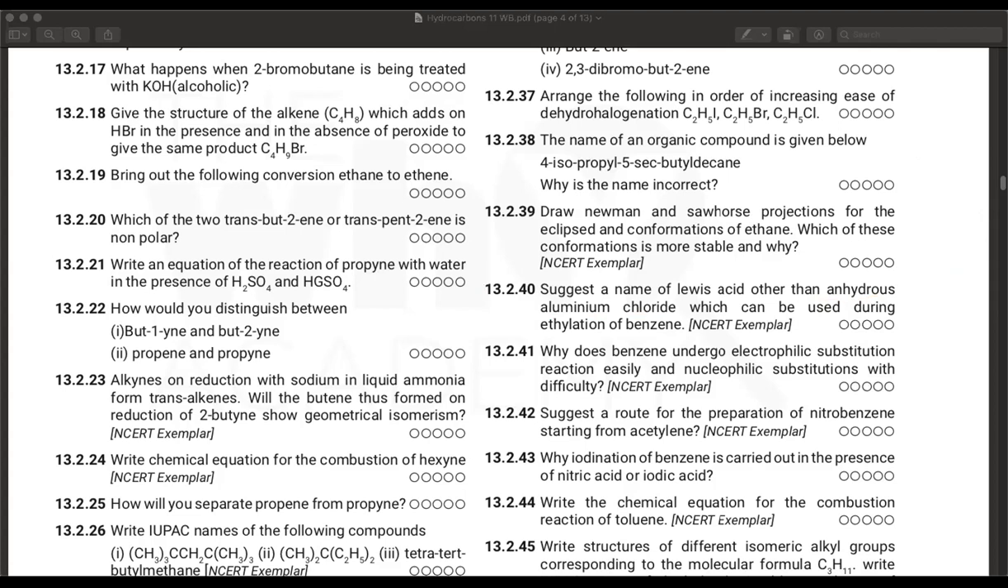So these are some of the kind of questions that you guys will get. Right. And then question number 41. Why does benzene undergo electrophilic substitution easily, but not nucleophilic substitution? Who's going to answer this?